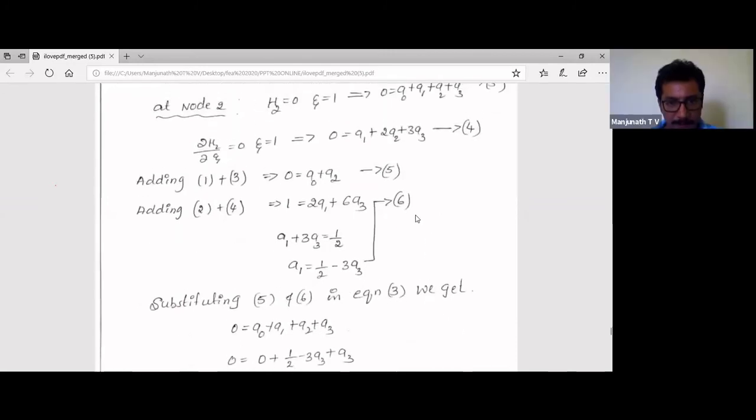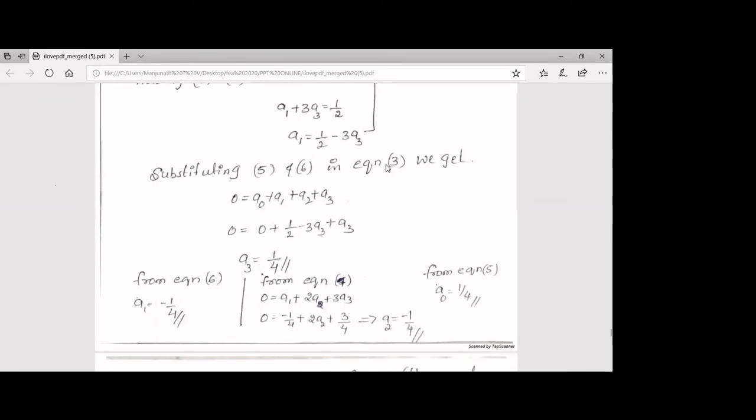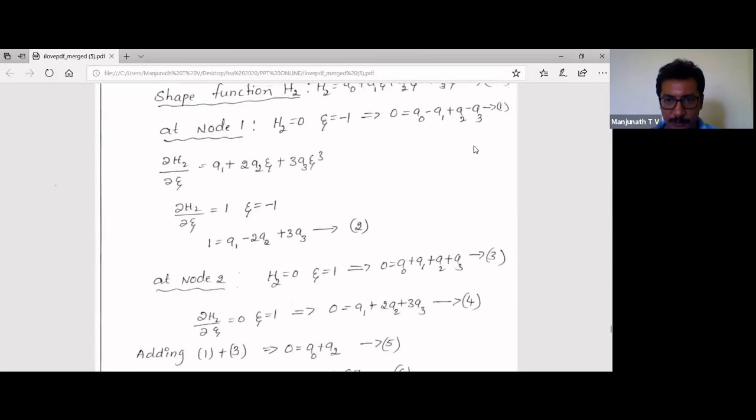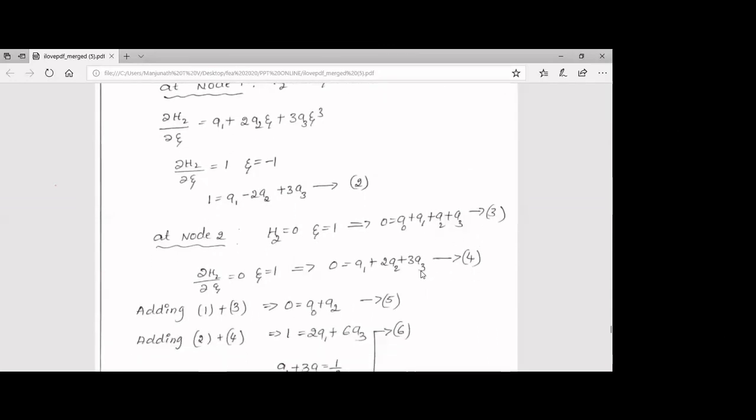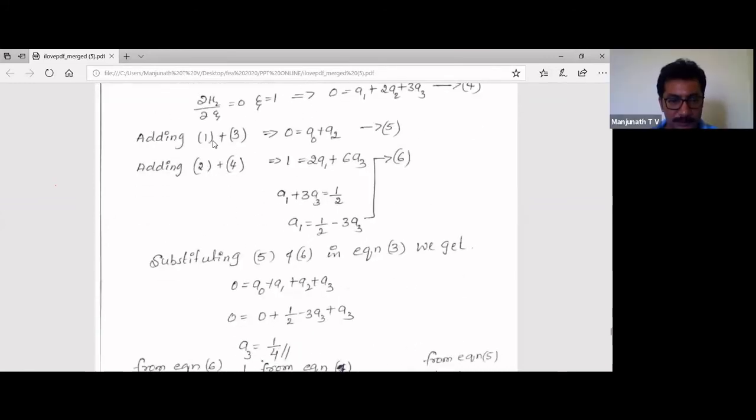So similarly, as we get equation numbers 5 and 6, see these steps will be the same. We are going to get equation numbers 1, 2, 3 for all the types H2, H3, H4. Similarly, you are going to add equations 1 and 3, and equations 2 and 4. It will be the same for all the shape functions, for H3, H4 also. Adding will be the same. Then you are going to get equation numbers 5 and 6.